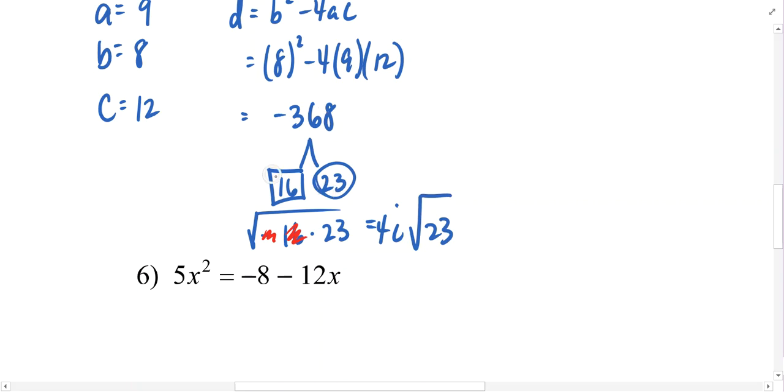Now, even if you didn't notice that the number 368 can be divided by 16, you could have performed your factor tree analysis just like we've done in the past. Say 368 divided by 2, etc., and continued breaking down. You would have finished with this expression by the time you were all done.